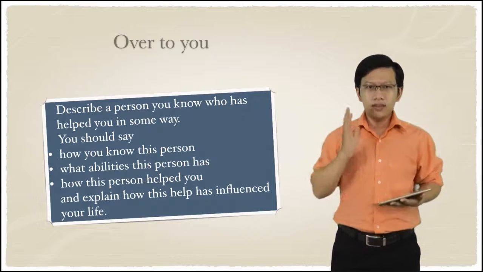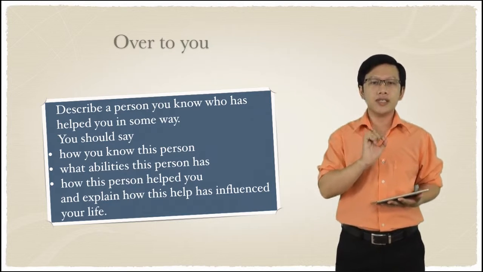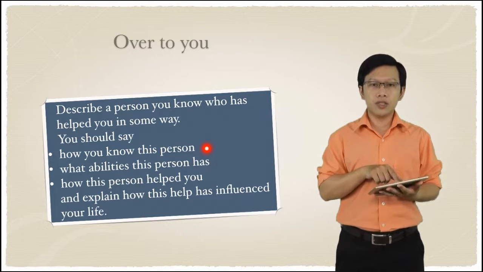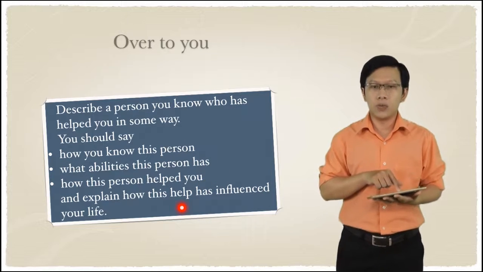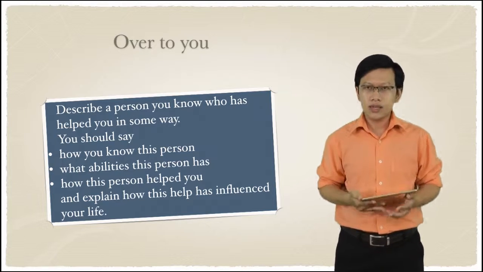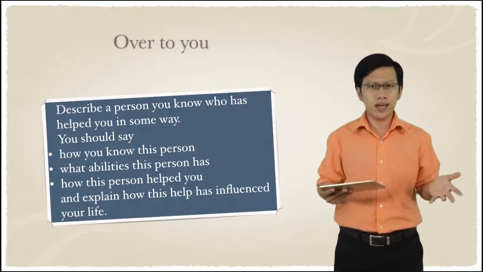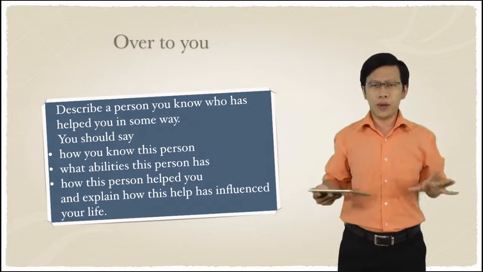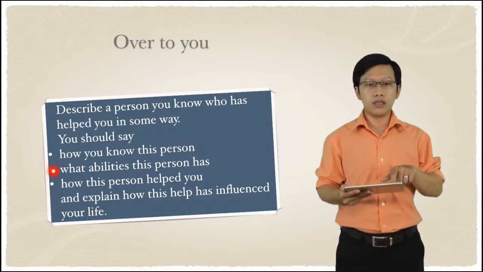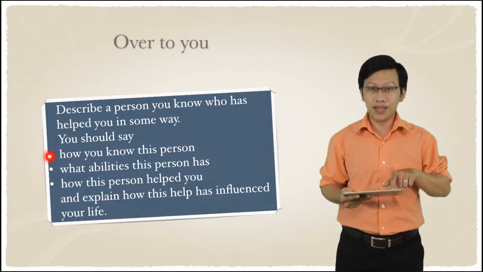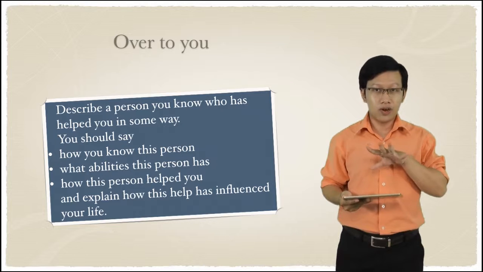Now, over to you. This is your task, this is your homework. Describe a person you know who has helped you in some way. You should say how you know this person, what ability this person has, how this person has helped you, and explain how this help has influenced your life. So think about that. Someone who has helped you in some way, someone who has given you money, someone who has bought you a new house, someone who has given you great advice in career choice. Well, it could be anyone, but remember, try to cover all of the points here. We got only 4 points, so don't miss any. Make an outline, make a plan, and add the ideas. Alright, that's gotta be covered.